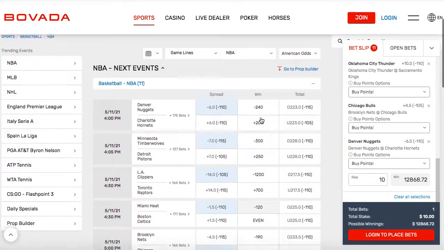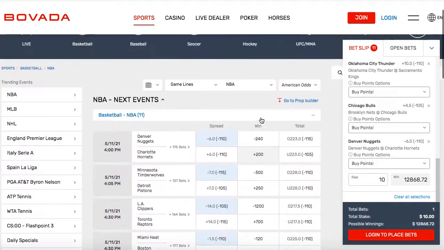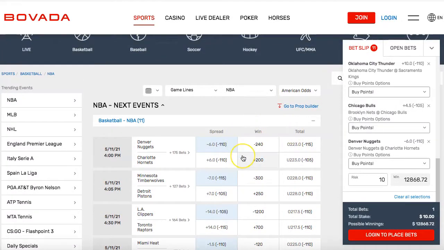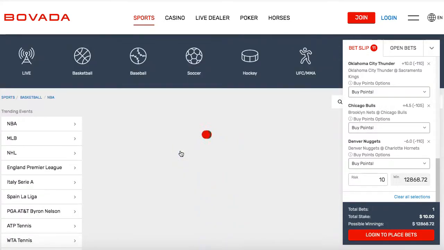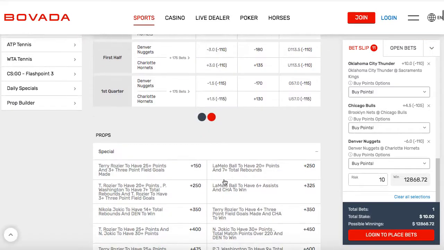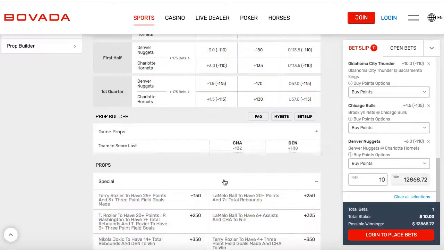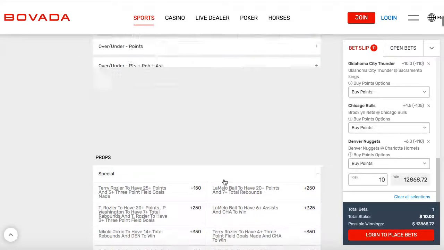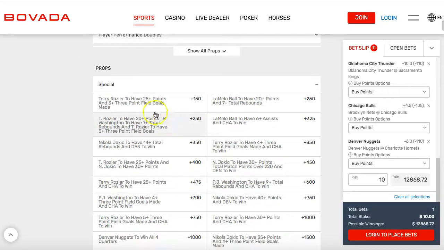So the other thing you could do is live betting. The games aren't going on right now, but you could live bet while the games are going on and these odds change. And we're going to quickly click on this over here, plus 175. So there's so many different bets on games. I'm not going to really go over all of them, but you could bet on specific players, whether they'll score a certain amount of points. Terry Rozier, what are the odds of him having 25 plus points and 3 plus 3-point field goals made? That's a plus 150.